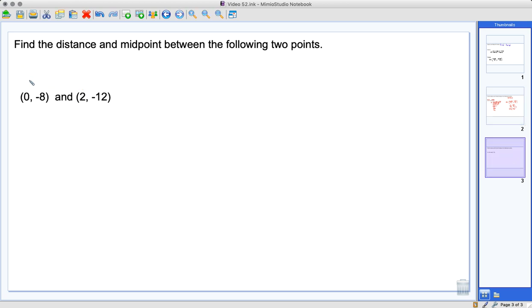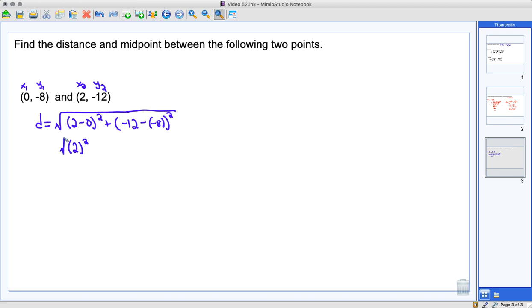All right, so same thing. Find distance and midpoint. So x1, y1, x2, y2. So distance is 2 minus 0 squared plus -12 minus -8 squared. So 2 minus 0 is 2. -12 minus -8 is -4. 2 squared is 4. -4 squared is 16. So I get the square root of 20.